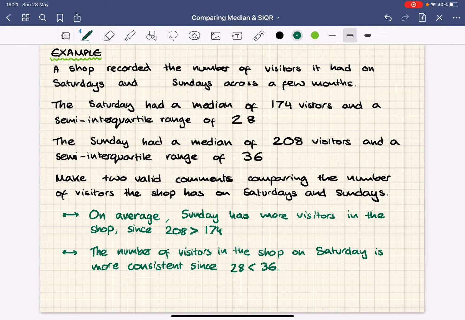But you could also say something like the consistency of visitors in the shop on Saturday was more. So with consistency, it's just how it's easiest for you to structure that sentence. But again, making sure I remember my context. I remember to say the word average or consistent, and then that numerical comparison as well.